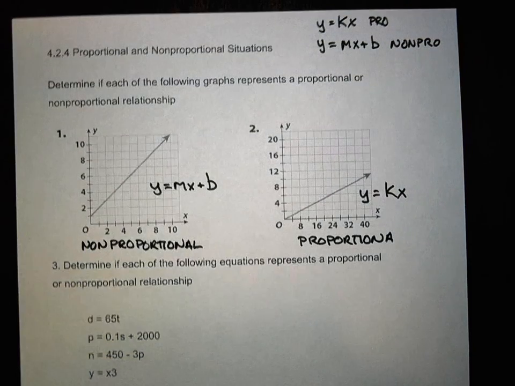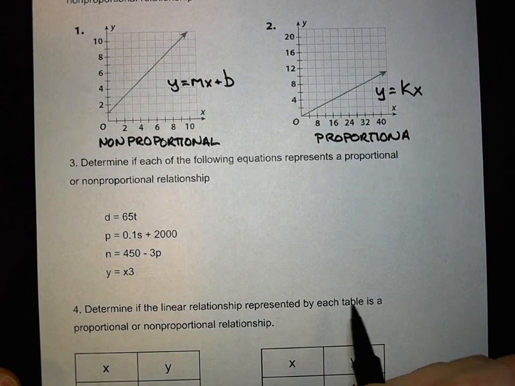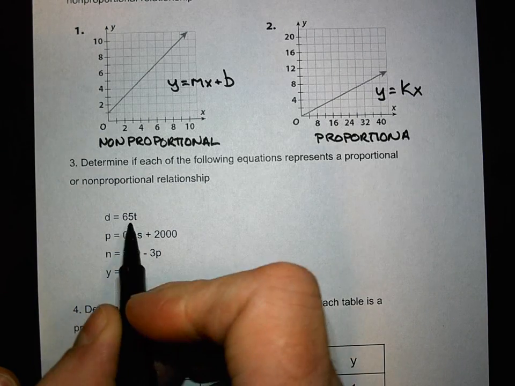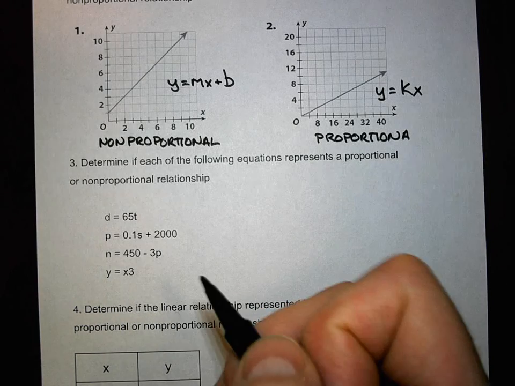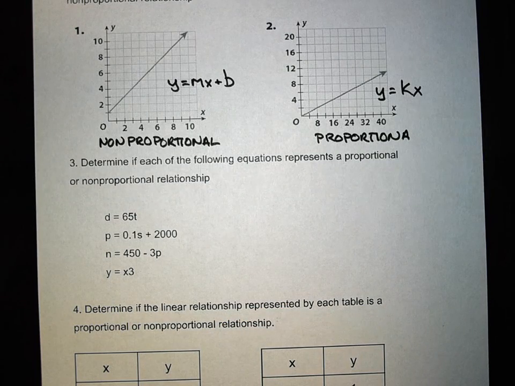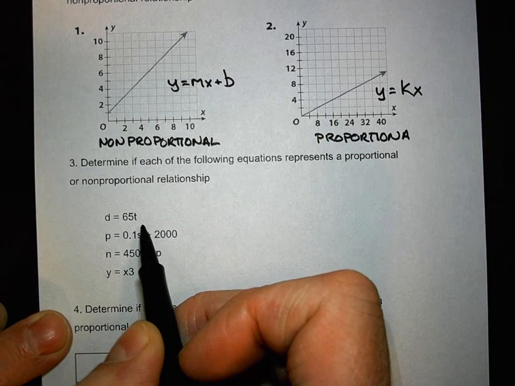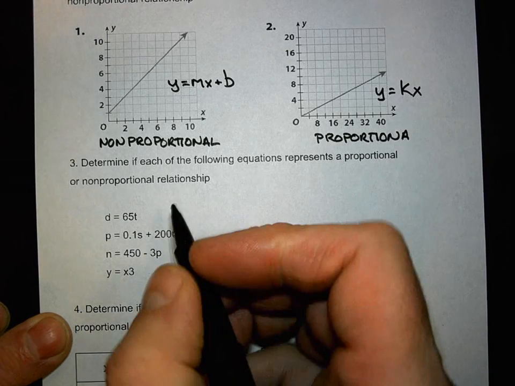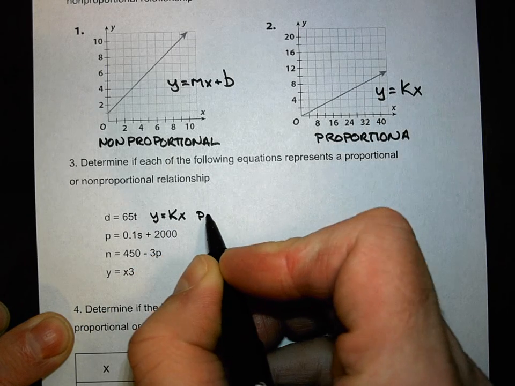So let's look down here at a situation. We've got 4 equations, right? Yes. Now, let's look at this first one. D equals 65t. Now they have changed y and x, haven't they? Can I call y and x some other variables? Yes. Is it legal? Yes. So what kind of equation is this? Proportional. Why? It doesn't have the plus b, because it follows the format of y equals kx, doesn't it? Yes. It's proportional.